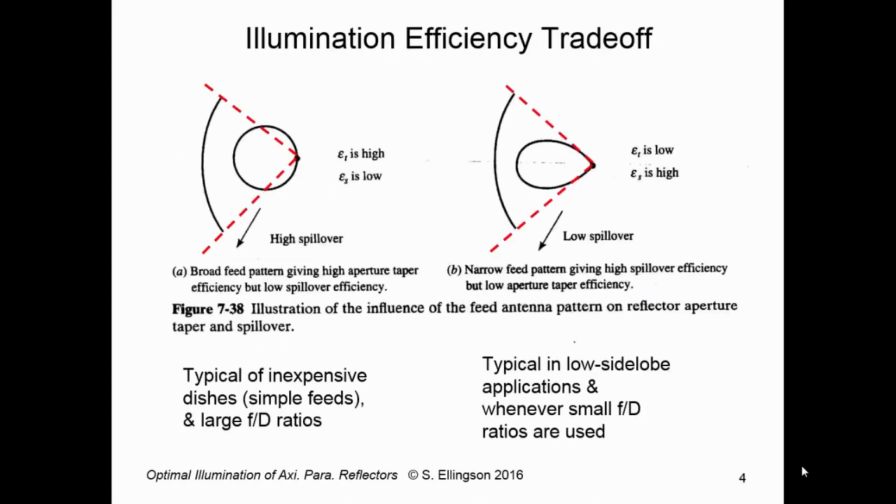So just to remind you, here is a graphical description of the trade-off between taper efficiency and spillover efficiency. Recall, when taper efficiency is high, that means we have good illumination over the reflector, but inevitably leads to spillover, that is wasted power. Whereas if the taper efficiency is low, that means we're wasting power that we could have been applying to the reflector surface, but the benefit is we have low spillover. So these two things are mutually exclusive.